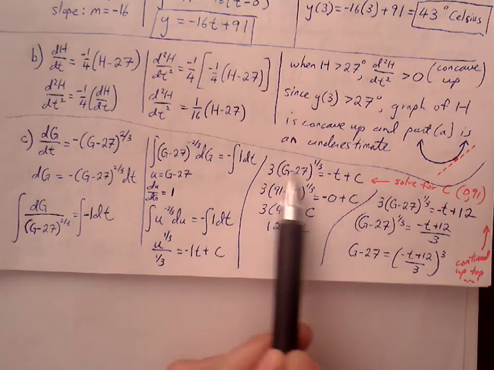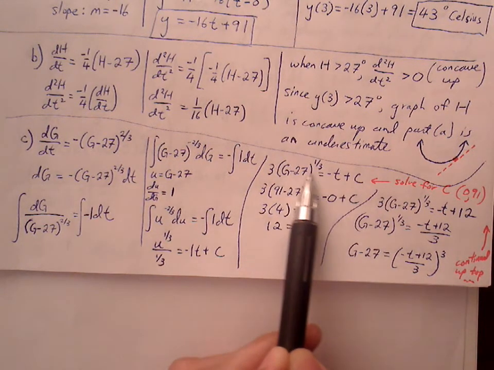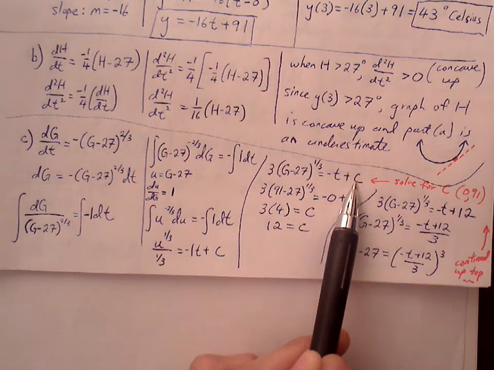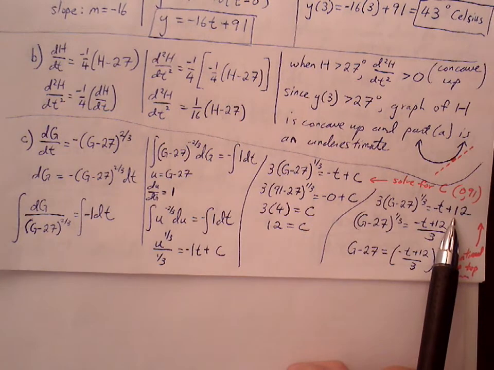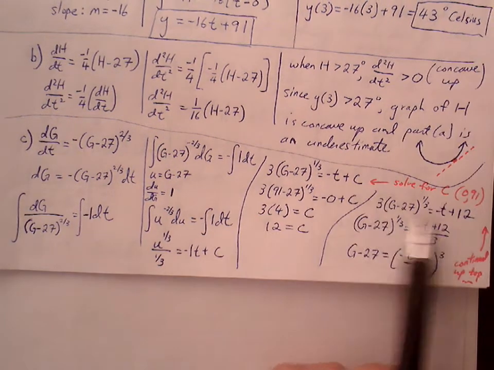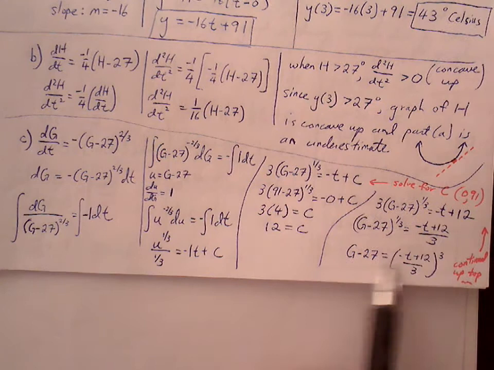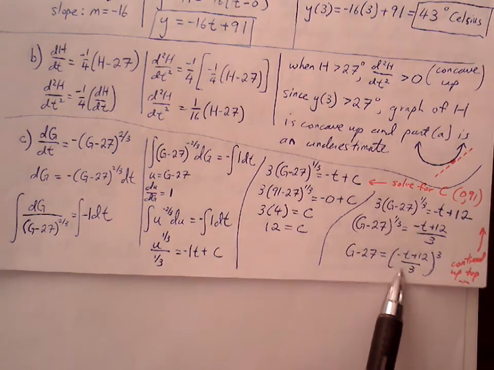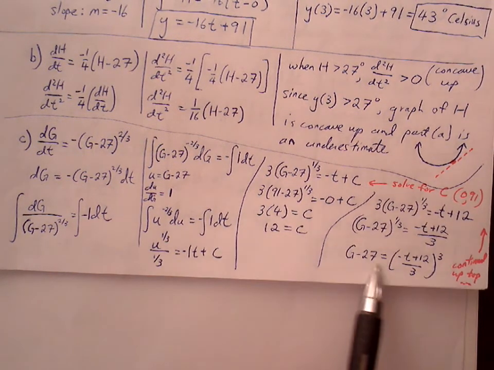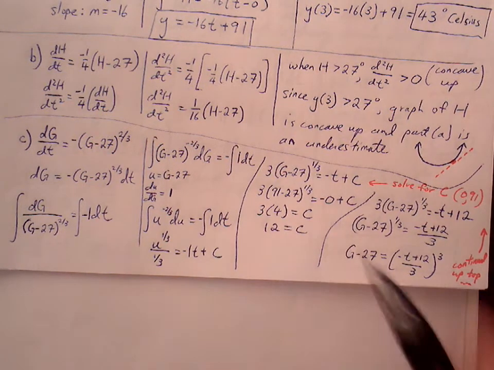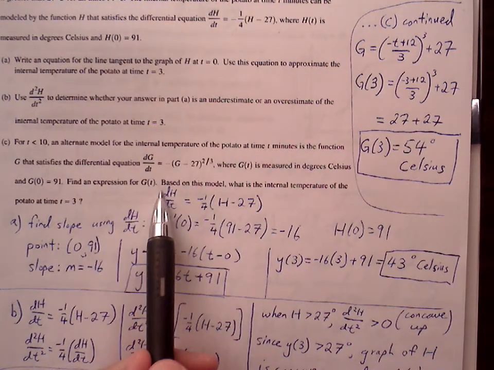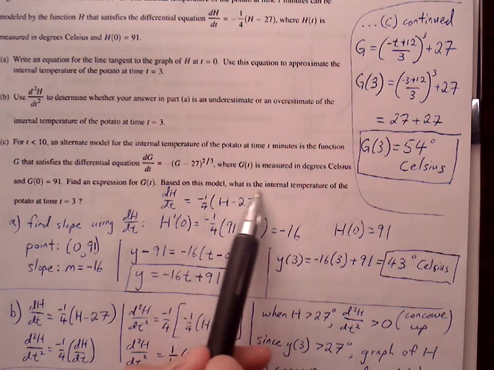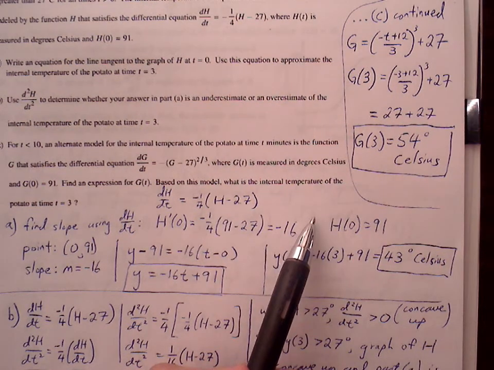So I go back to where I initially made the substitutions to solve for c. Replace the c with 12. And now, algebraically, I just want to solve for g. So divide both sides by 3. Cube both sides. Then I add 27 to both sides, and that will allow me to solve for g. But let's see here. I think it's asking for a little bit more. It's asking to find an expression for g of t, which we did. And then based on this model, what is the internal temperature at time t equals 3?